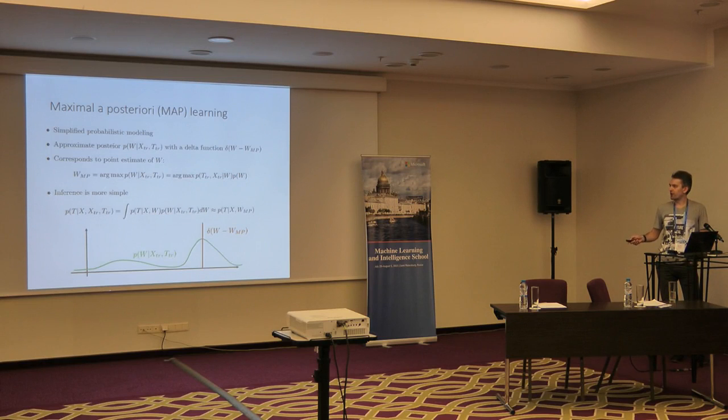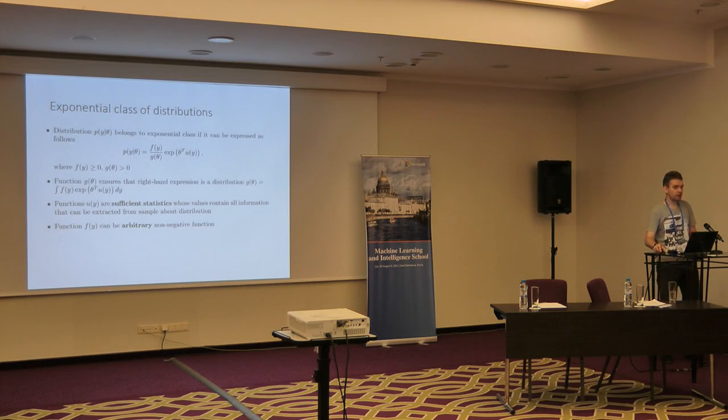So if we found this W_MP, then the inference is also quite simple, because instead of the exact posterior distribution, we substitute just a delta function, and the integral vanishes, and we come up with this quite simple equation. So instead of performing weighted averaging over everything, we just take the most probable decision with the most probable values W_MP.